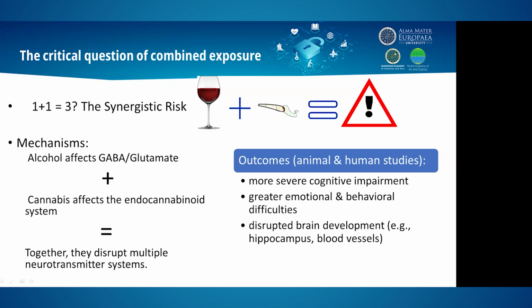Together, they disrupt multiple neurotransmitter systems. Emerging research, including animal models, suggests that this combination is more damaging than either substance alone. It can lead to more profound cognitive deficits, greater emotional instability, and even structural changes in the developing brain. This is a synergistic effect, where the combined harm is greater than the sum of its parts.